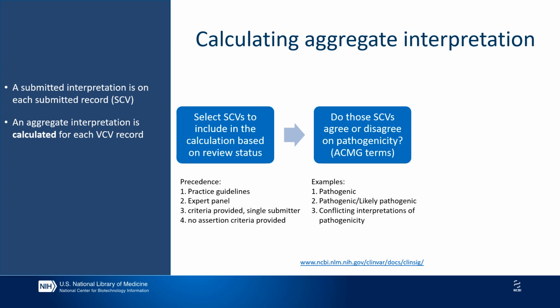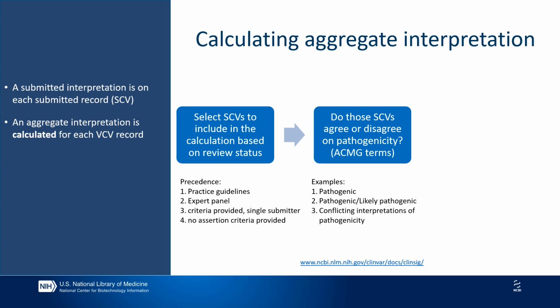In the case that some records called the variant pathogenic and others called it likely pathogenic, we report this combination term. We don't consider this to be a conflict, and we do the same thing for benign and likely benign. If there's any other conflict, so pathogenic versus benign or uncertain versus either pathogenic or benign, we call that a conflict. And the aggregate interpretation would be conflicting interpretations of pathogenicity. And then we also provide information about what those conflicting interpretations are.